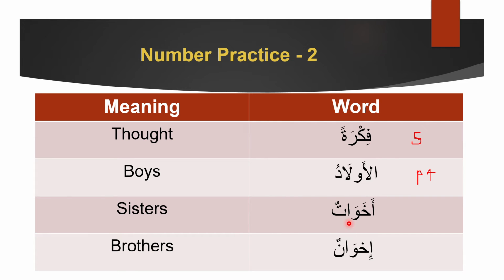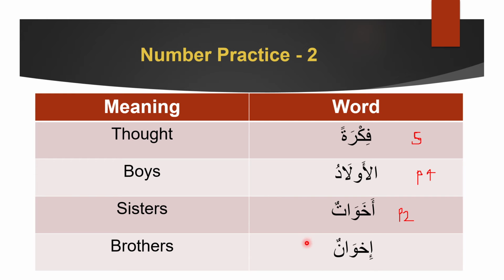Next, akhawatun. First of all, you have to ask, is it ending combination or ending sound? Akhawatun. You can hear the atun sound. Whenever you hear the atun sound, you already know that it's only two things. Either it's a human feminine plural or it's a non-human feminine plural. When we look at the meaning, we see it means sisters. Sisters is a human, so this one is a human feminine plural. Clear?